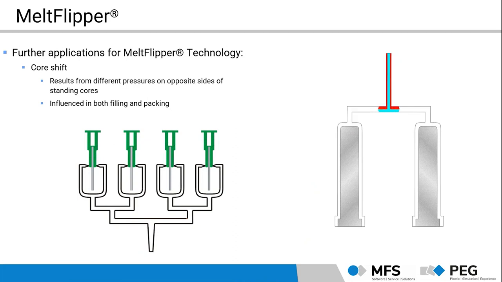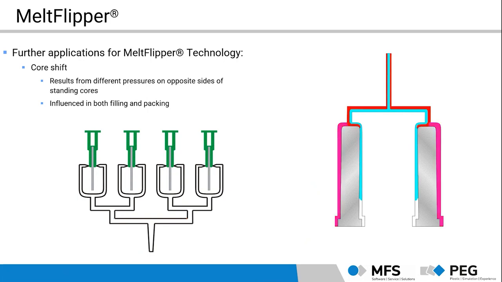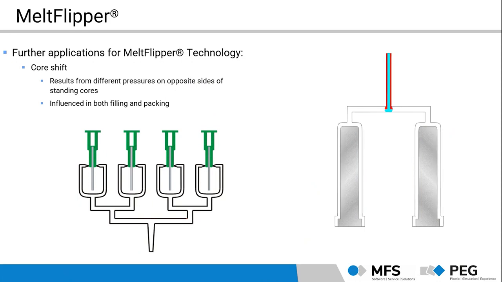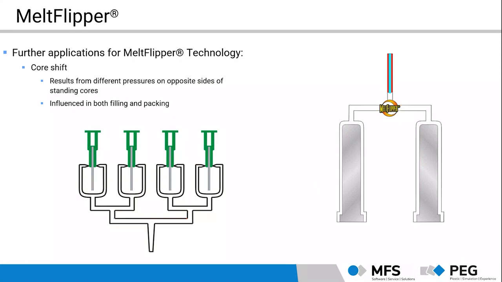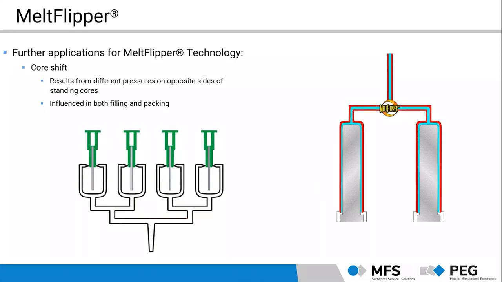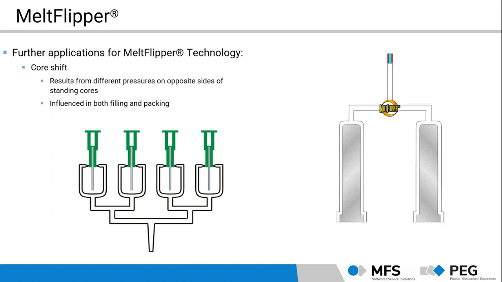As I said, here is an example when it comes to the core shift issue because of this unbalanced filling or unequal filling of the both sides of the core, especially in such high standing cores. This may be an issue. Here you see how this looks like when MeltFlipper geometry is implemented there.